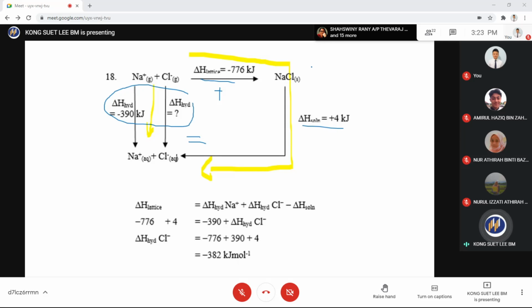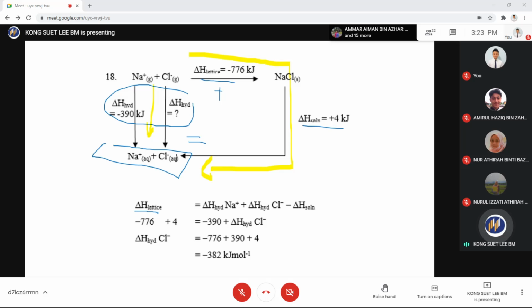Kita vector dia, kita kena destinasi akhir semua kat sini. This is the final destination. So that's why hydration of potassium ion plus hydration of chloride ion equal to lattice energy plus the enthalpy of solution. Okay, so nampak tak? Ini madam buat.